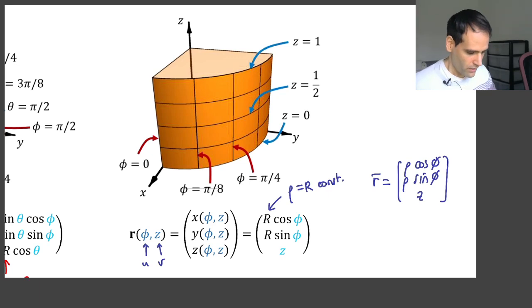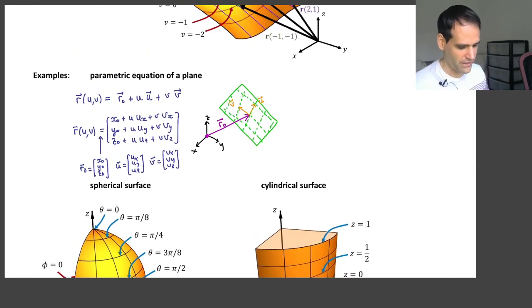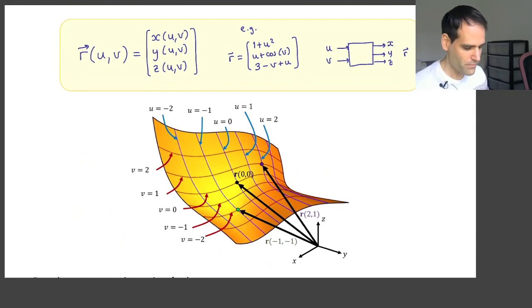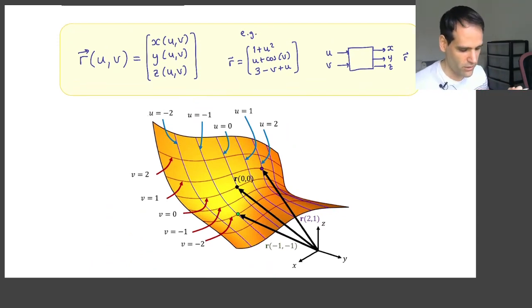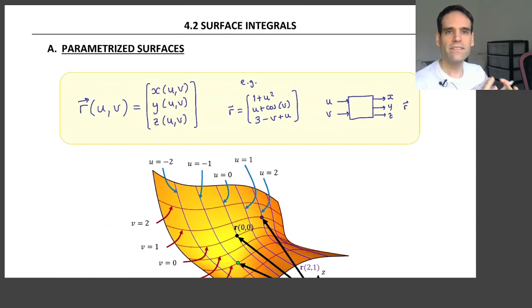Okay? So I hope this is super clear, and this is really important. Please make sure you have these concepts clear, the concept of parameterized surfaces, and the rest of the chapter should be fairly easy and smooth.